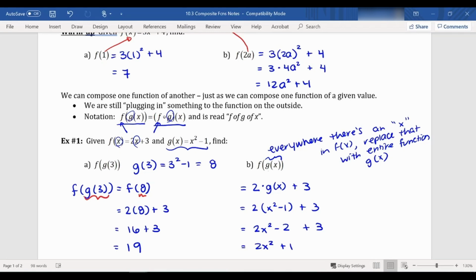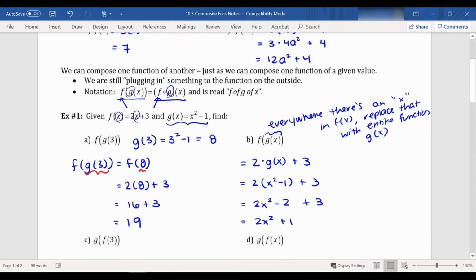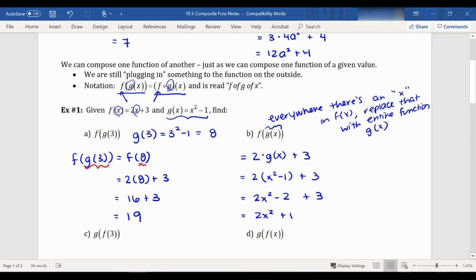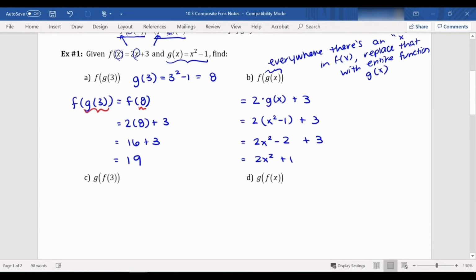Now I am showing every possible step here. Many of you will not need this many steps. Again, f here would be the outside function, and g is being plugged into f. If this is making sense so far, I would suggest you pause and try C and D on your own. If you're feeling like this is not quite good yet, then please continue to walk through the next two examples here.